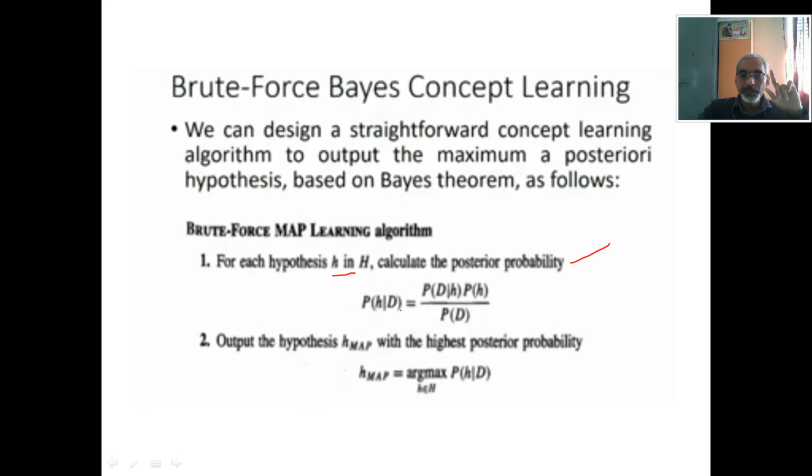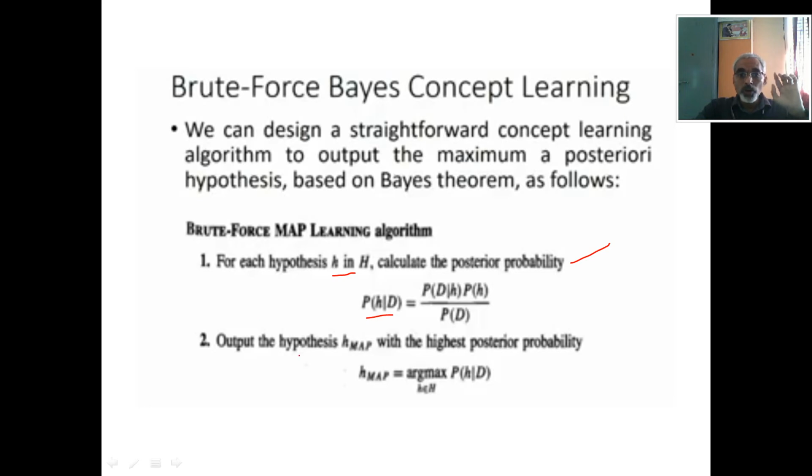Probability of H given D is equal to probability of D given H. For one hypothesis, we have seen an example: whether a patient is suffering from cancer, we calculate. Then the second hypothesis, not suffering from cancer. So probability of D given H multiplied with P of H divided by probability of D, the set of all data samples or training examples. So you calculate the posterior probability.